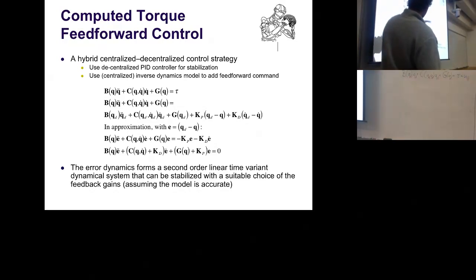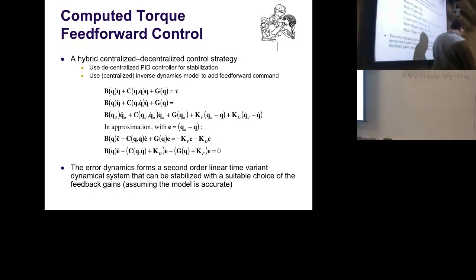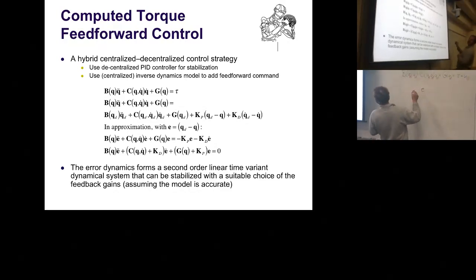And then comes now a step which is typical when people try to analyze what a controller is doing. You define an error. And the error here is q desired minus q. Then there's an error dot, which would be q dot desired minus q dot. You can even get an error double dot by taking one more differentiation.